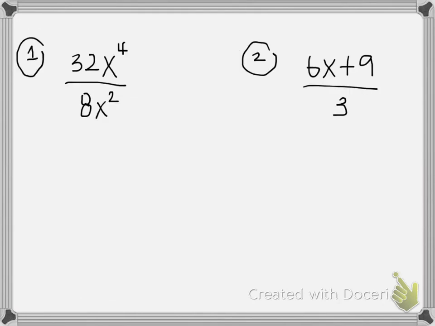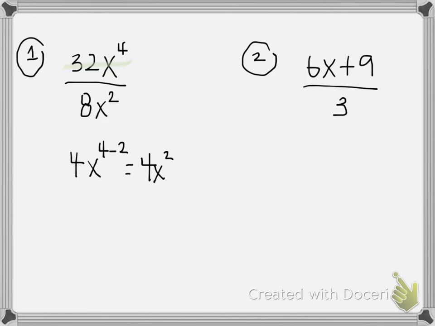Okay. So let's look at number one here. Number one, we're just dividing a monomial by a monomial. So the top is just a monomial. Okay, so I only have one term up there, so I can actually say 32 divided by 8, which is a 4. And then I'll say x to the 4th minus a 2. So my answer here will be 4x squared.